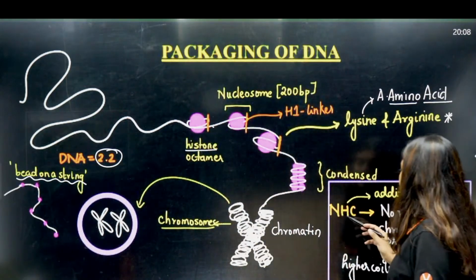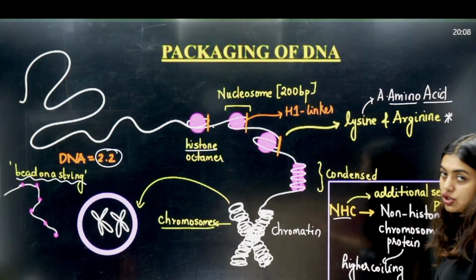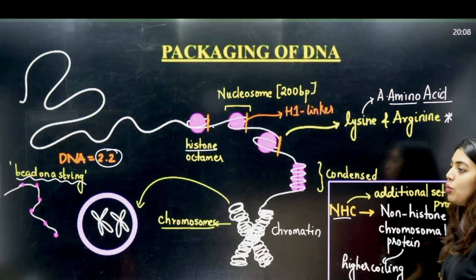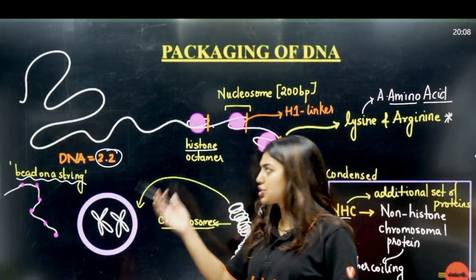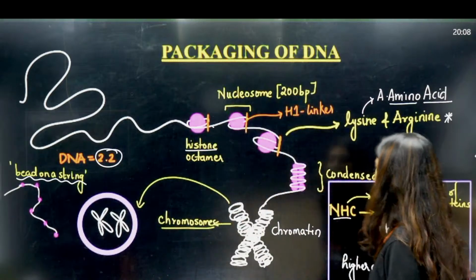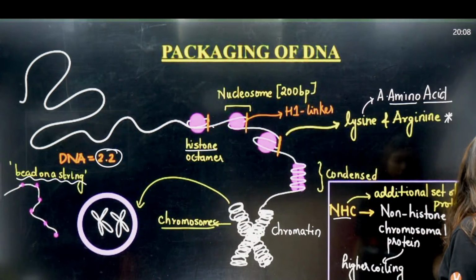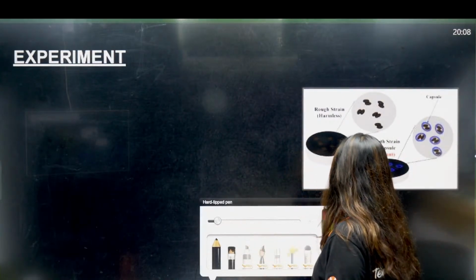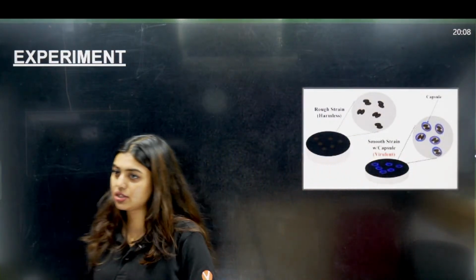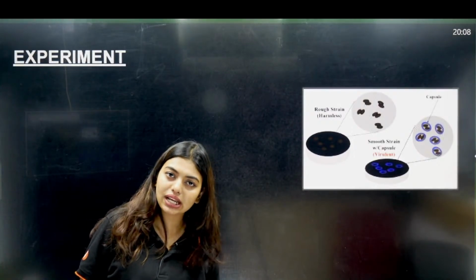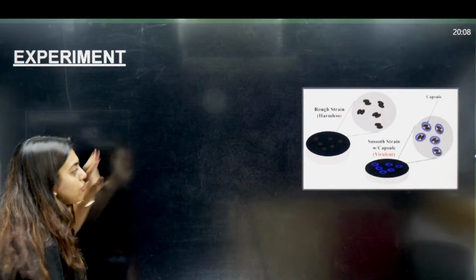Now NHC is non-histone chromosomal protein, which is also used for the same condensation and packaging, but it is used in higher organisms. Clear? When we need higher coiling, we need an additional set of proteins, and we are going to use them. Any doubts in this? We are going to start the experiments. So packaging is done, structure of DNA is done, binding is done, what is nucleic acid is done. Now we will go into the experiment.